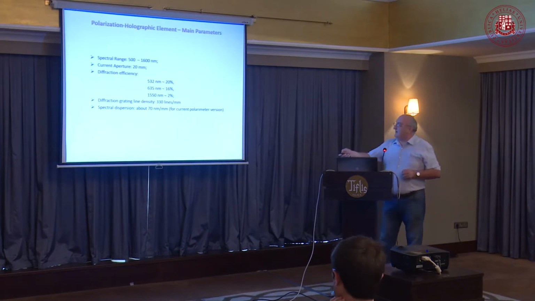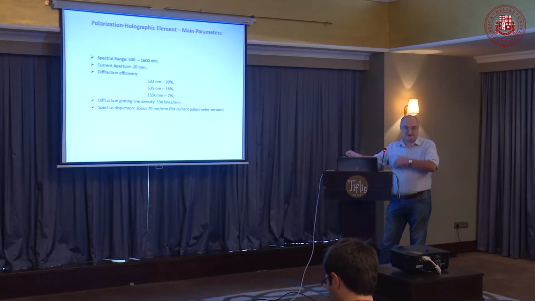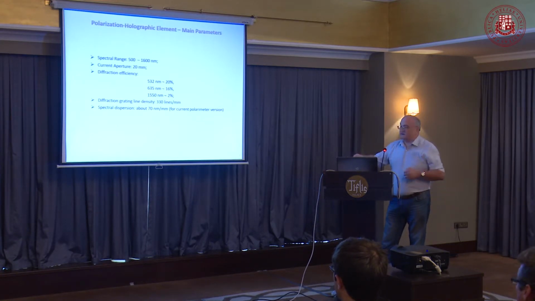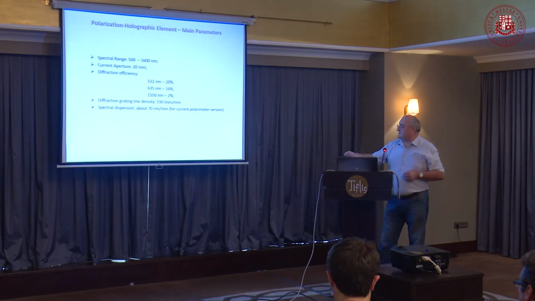And the diffraction efficiency, which is a very important parameter, is about 20%, the best we can achieve at the moment. But also this is not a limitation, the development is ongoing, so we hope to increase the efficiency. So we have 20% of diffraction efficiency in the green, and 16 in the red, and about 2% in the infrared. And the diffraction grating density is 330 lines per millimeter.